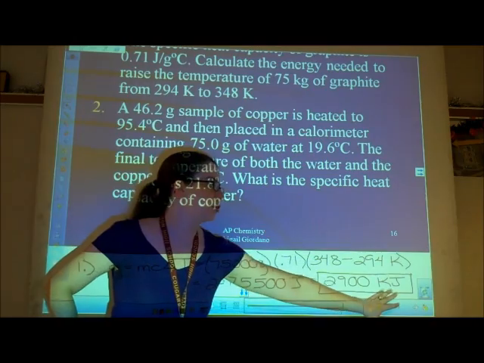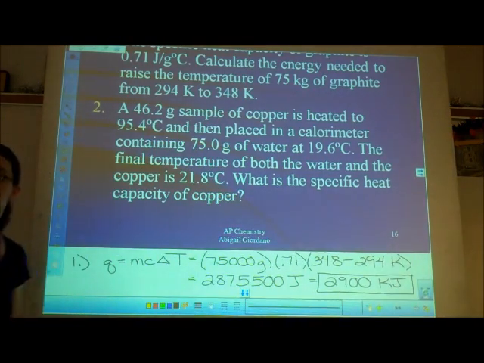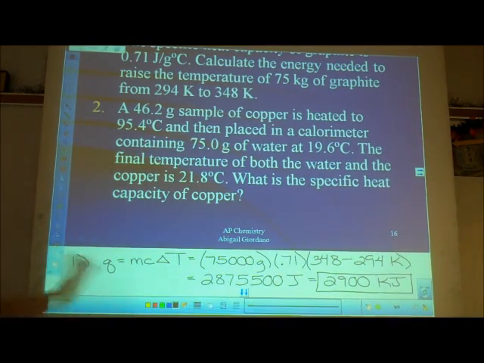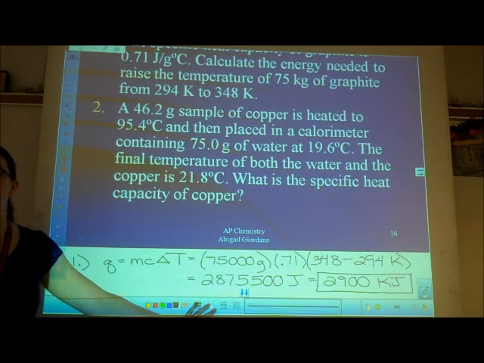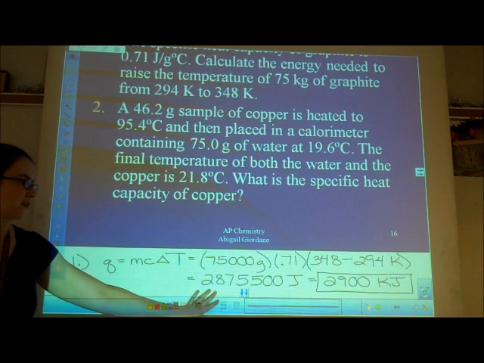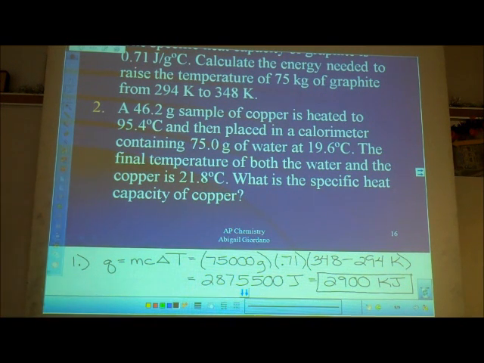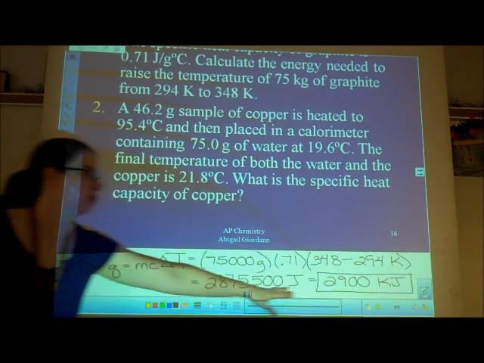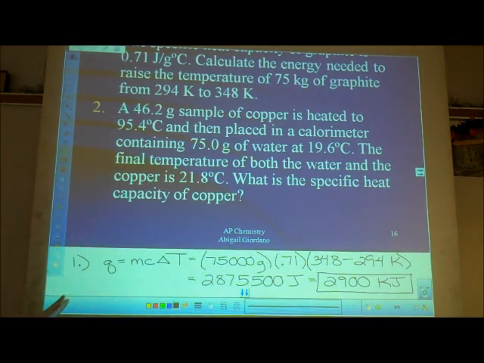Now, do you have to put your answer in kilojoules? No. I rounded to two significant figures, but you could have kept it in joules. You could have left your answer as like 2.9 times 10 to the 6 joules. I just like kilojoules better, but it's totally your preference. Try the second one.